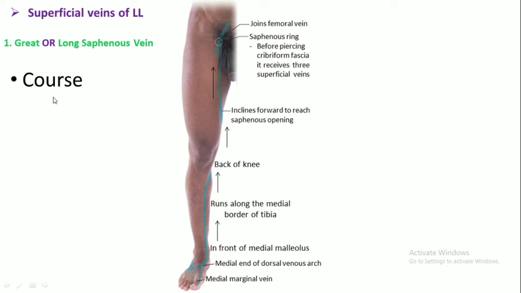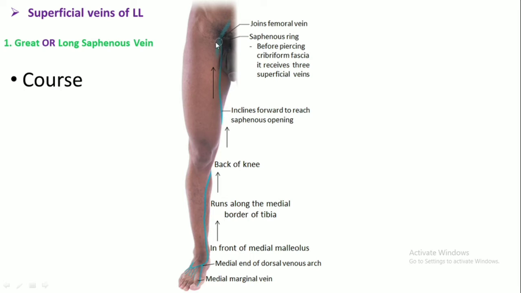If we talk about the course of the long saphenous vein, it is formed by the medial end of the dorsal venous arch and the medial marginal vein. It goes upward in front of the medial malleolus, runs along the medial border of the tibia, goes back of the knee, and then inclines forward to reach the saphenous opening.